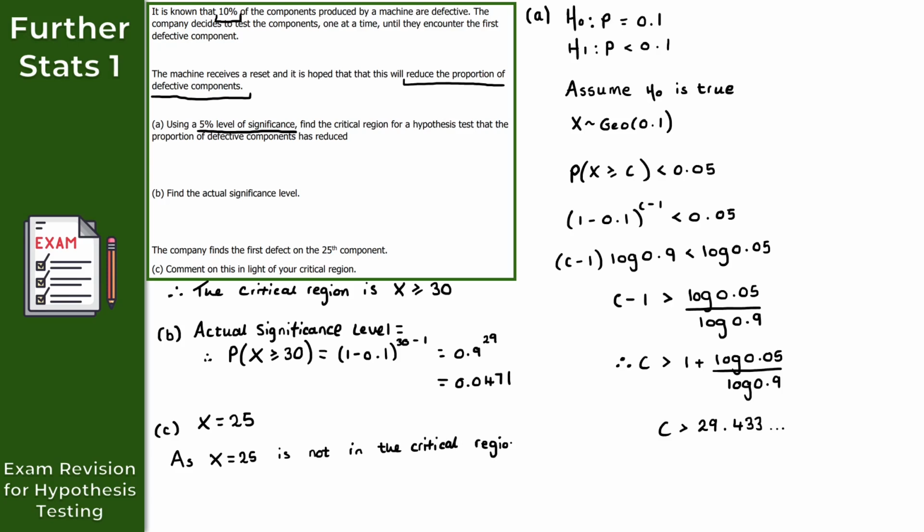In that case, then we accept H0. Okay, we accept H0. Or you could also say there is insufficient evidence to reject H0. Either's fine, but I'll just make it nice and simple and just say that we accept H0 there.